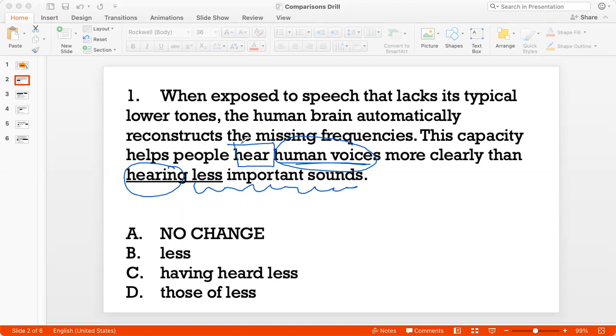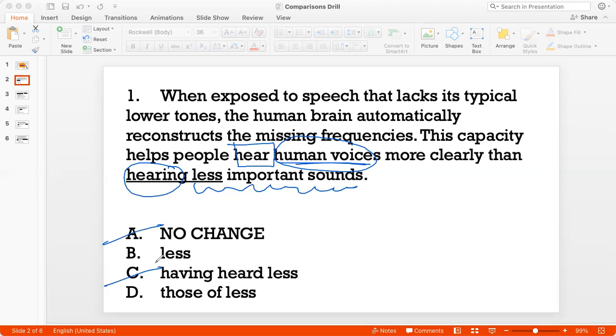I'm saying this helps people hear human voices more clearly than less important sounds. So when you're comparing two things, ask yourself, what do I need in the underlying portion? What am I comparing? I'm comparing a human voice with a less important sound. So any option that has hearing can be eliminated because we don't have to repeat the word hearing.